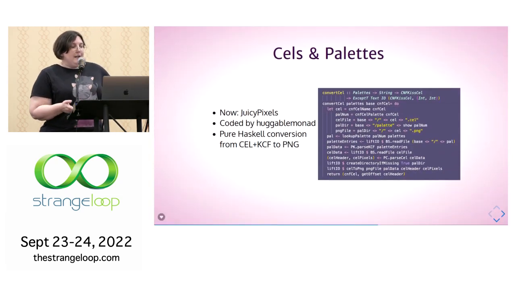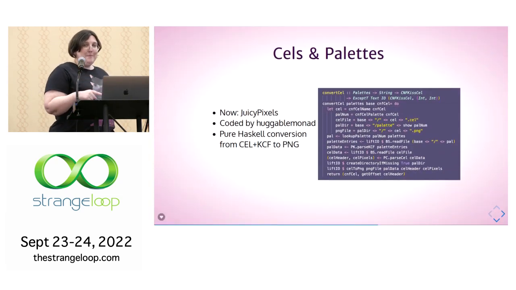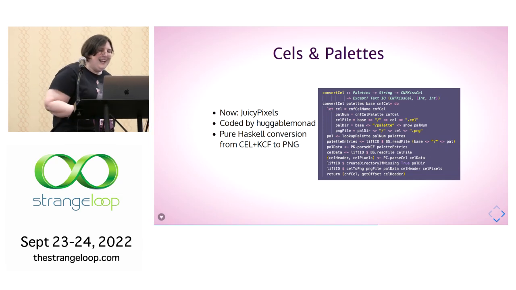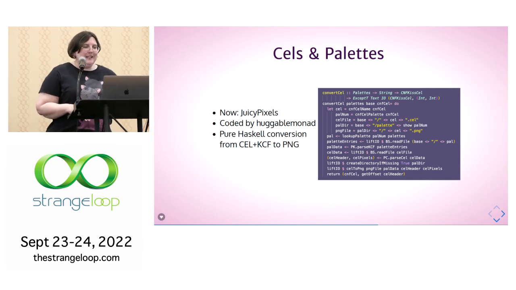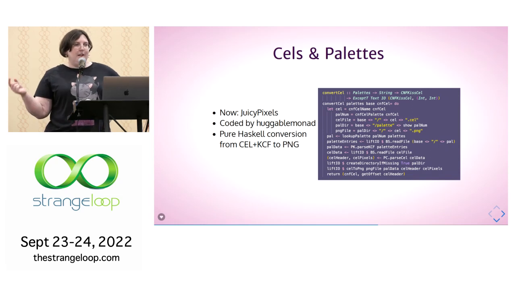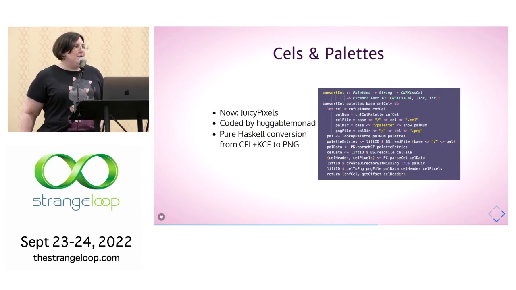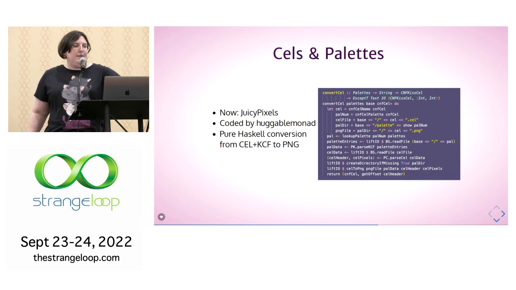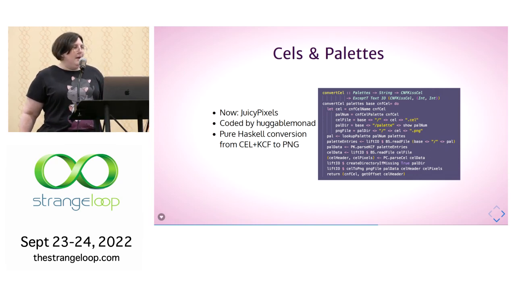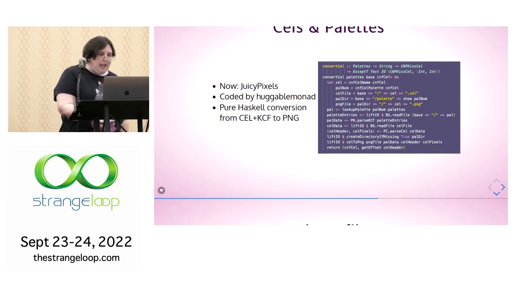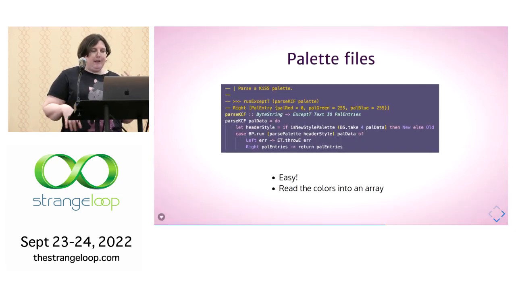But then a couple years later, a person called Huggable Monad, which is an incredible name, approached me on GitHub and was like, hey, can I translate your cell to PNM program into Haskell so that you don't have to just shell out to this script? And I was like, that would be awesome. And they actually wrote a whole bunch of code to use this library called Juicy Pixels to read the cells in native Haskell. So let's look at how that works.